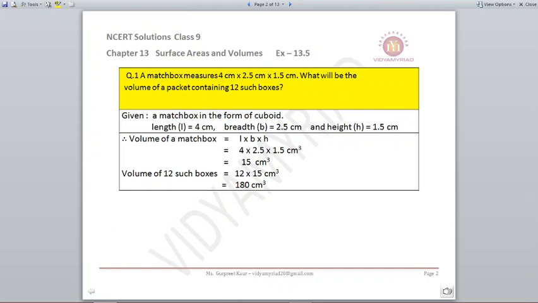This is for 1. If we want to find out for 12, it will be 12 into 15 centimeter cubes, which gives you 180 centimeters cube. So children, just remember here, when you are finding out the area, it should be in square, and when you are finding out the volume, it will be in cube. And remember that the volume of a cuboid is L into B into H.